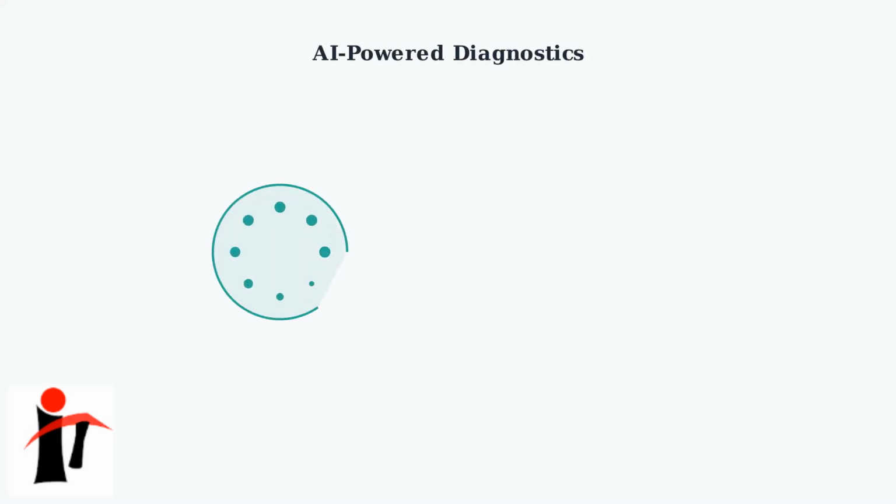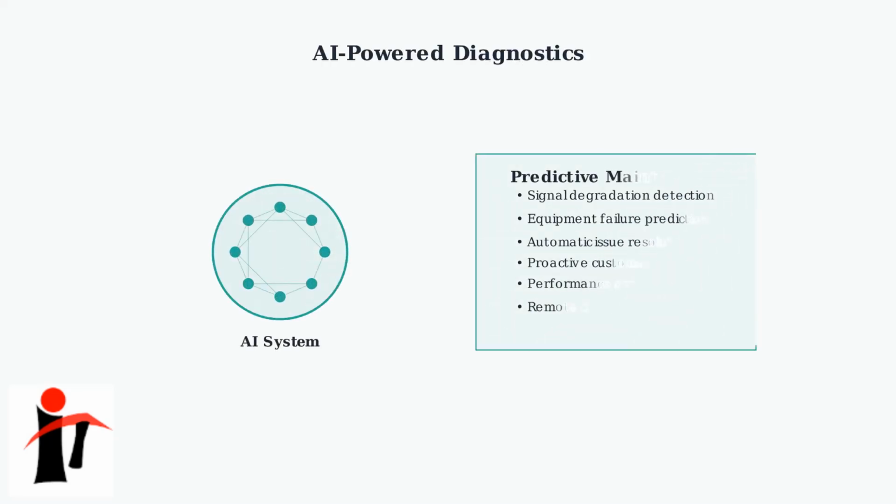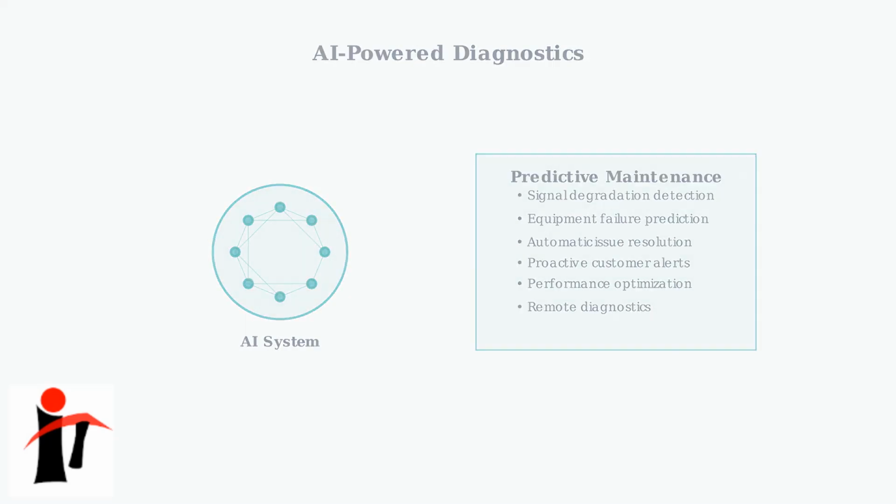EE is implementing AI-powered diagnostics and predictive maintenance systems. These advanced tools can automatically detect potential issues before they affect your viewing experience and provide proactive solutions.